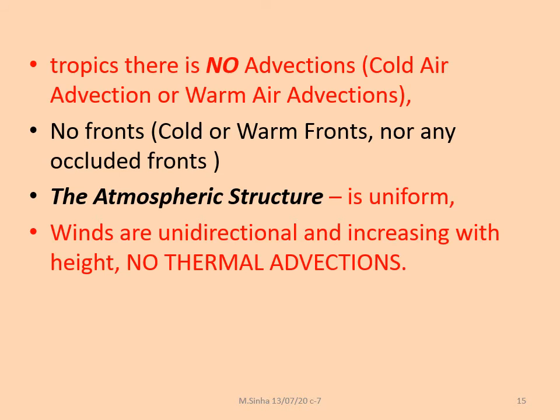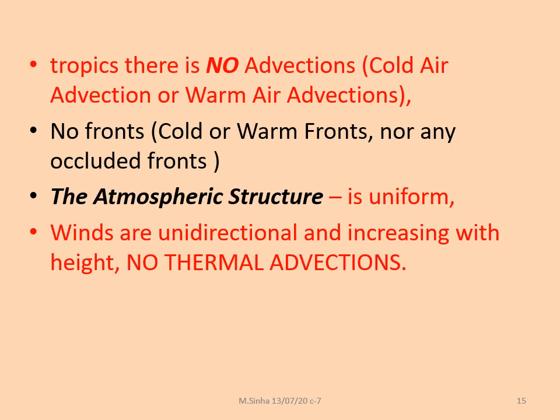What is the significance of barotropic condition? In barotropic condition, there is no advection. There is no cold air advection or warm air advection, no cold front, no warm front formation. So from the climatic point of view, the temperature and pressure are uniform throughout the area, and both isothermal lines and isobar lines run parallel to each other. Winds are unidirectional and increase with the height. There is no thermal advection.